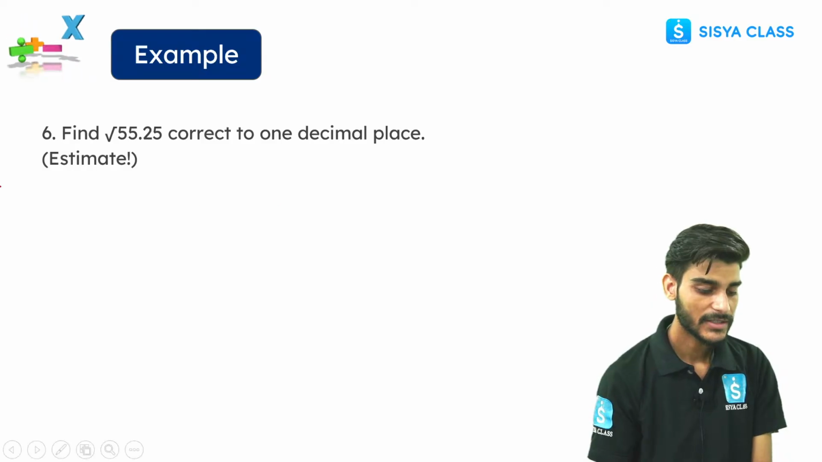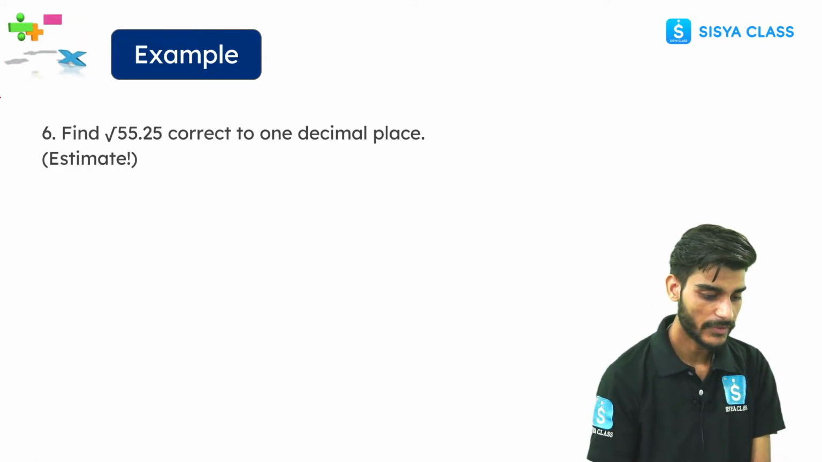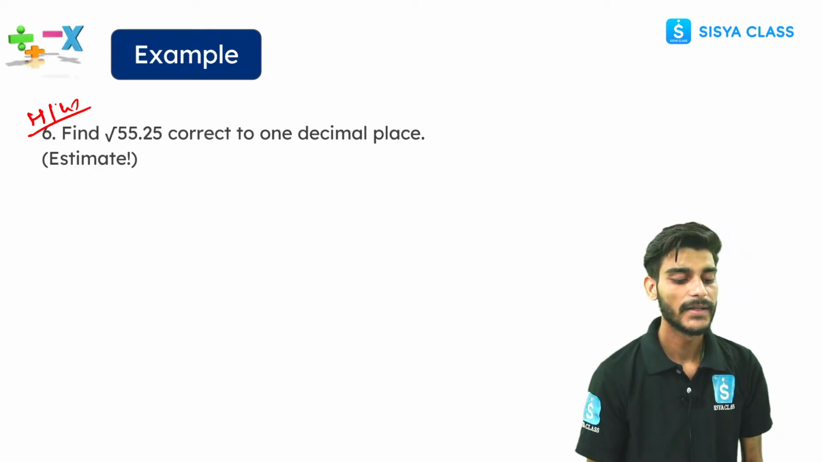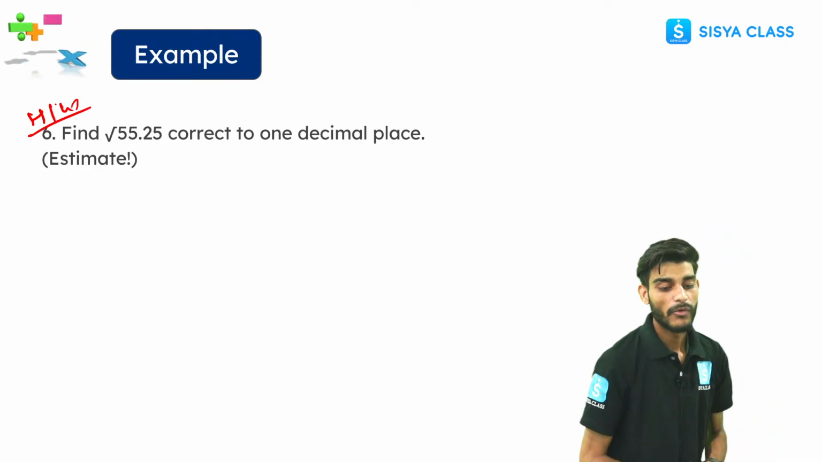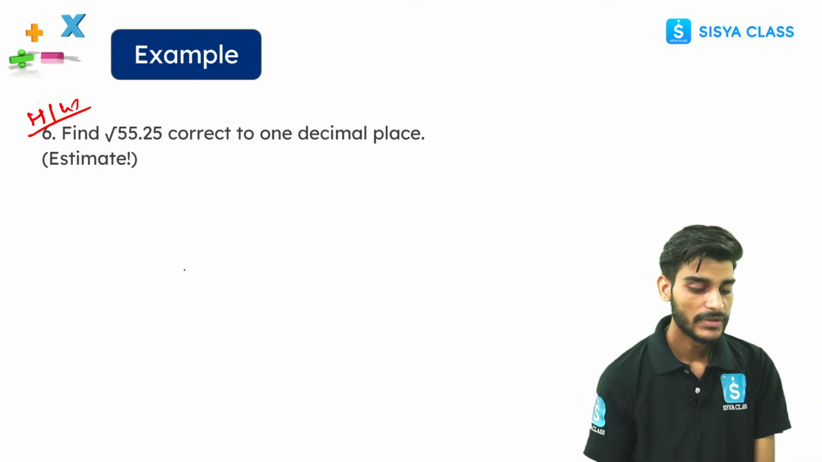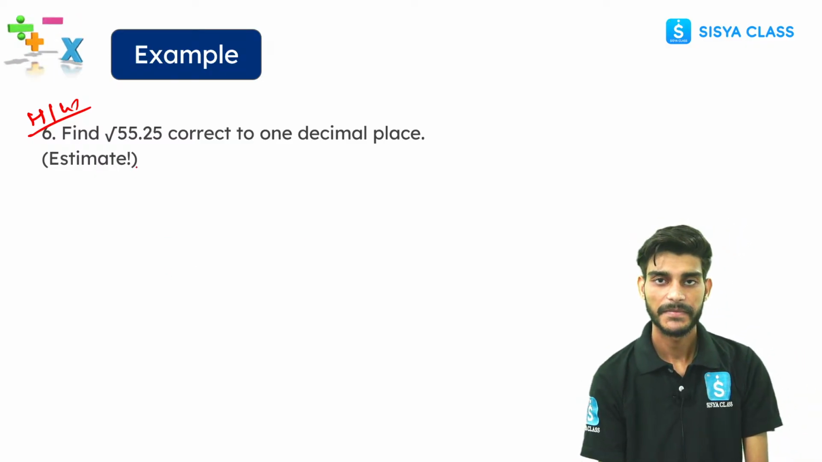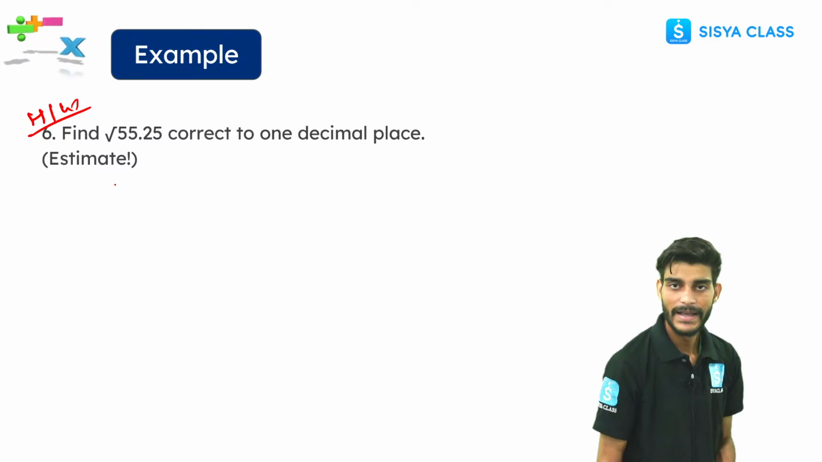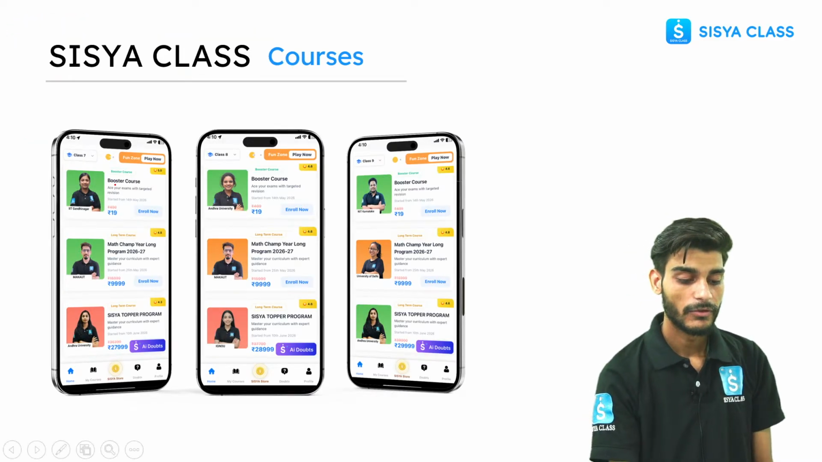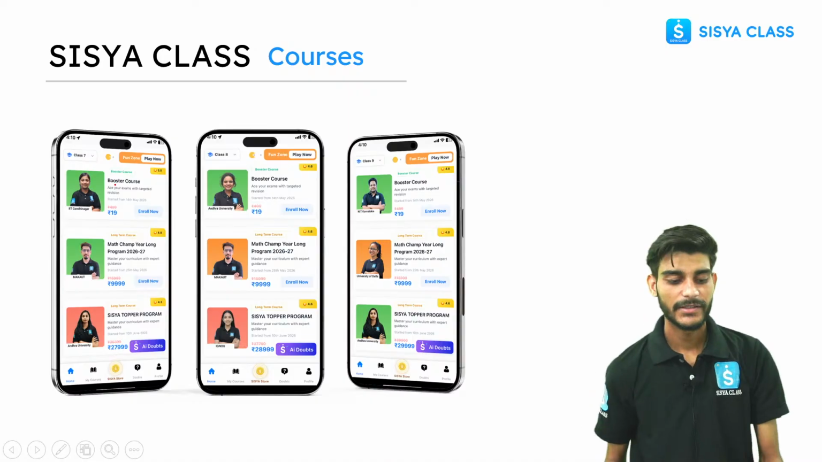And this is the last question that I am giving you as homework. You have to do using the estimation method. You have to find the square root of 5.25 correct to 1 decimal place using the method of estimation. Clear? Estimation method, the long division method you have to use. Okay, so that's it for today.